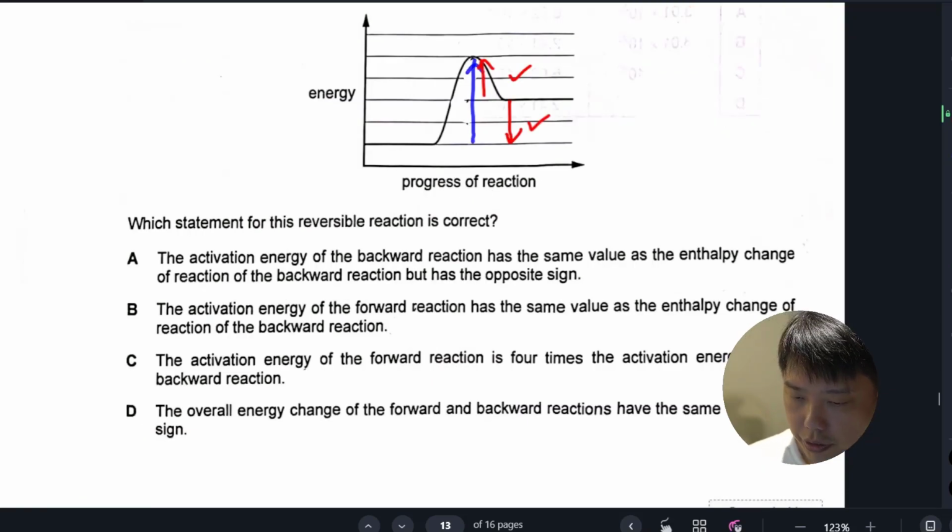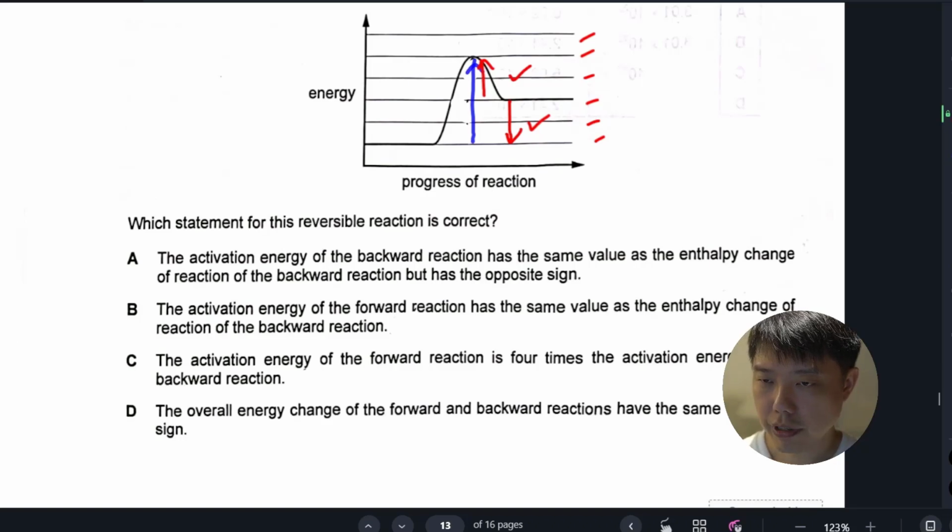Okay, so for this question, each of these grids here, we have to take note. The activation energy of the backward reaction has the same value as the enthalpy change of reaction of the backward reaction, but the opposite sign. This is actually correct. At first glance, I thought it was wrong, but there are actually two grids going up and two grids going down. So the same value but different signs.